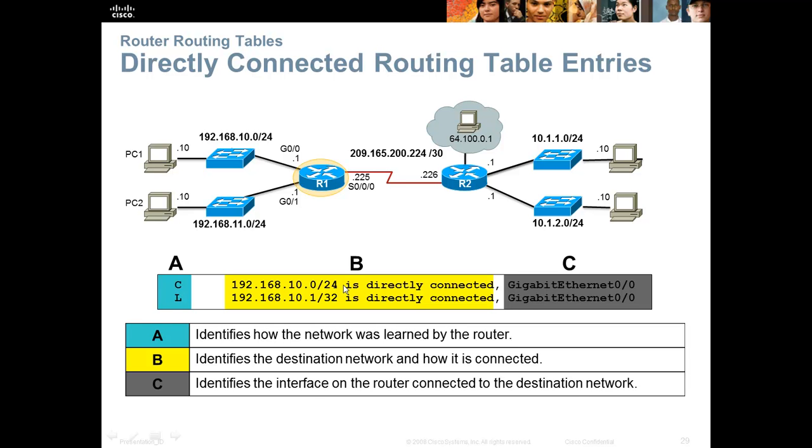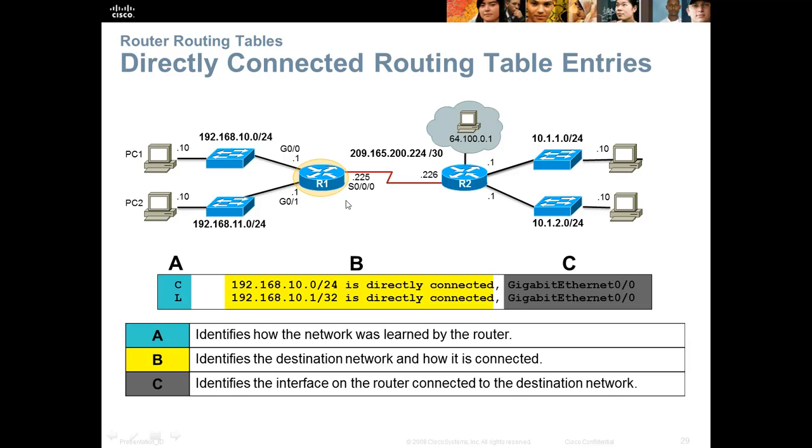We have the B section, which identifies the destination network or the networks that we can get to. And the C is the interface that we send out. So let's take a look at one of these. The first one, the C network, means it's directly connected, and it's the 192.168.10.0 network. It says we get to that out of our gigabit Ethernet 0/0.